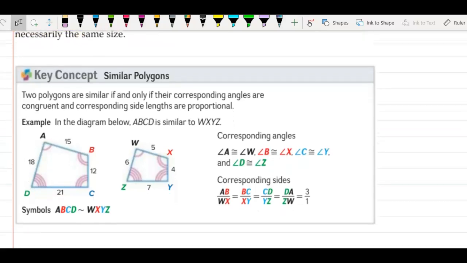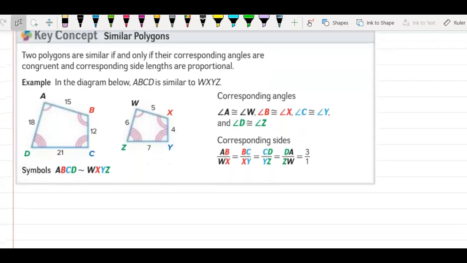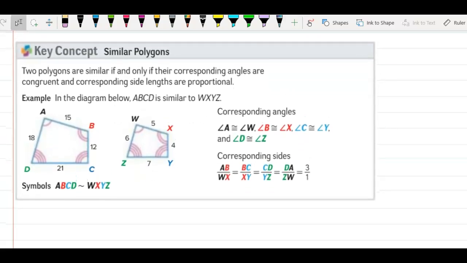So what happens, just like when we did our dilations, the angles are all going to stay the same. So the corresponding angles are congruent, but the corresponding sides are what we call proportional. If I could spell.